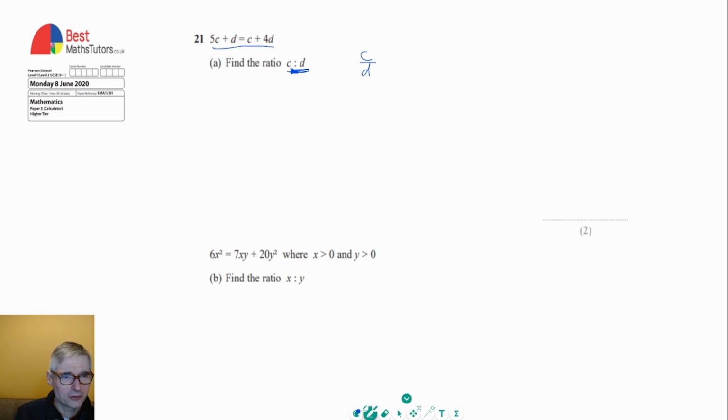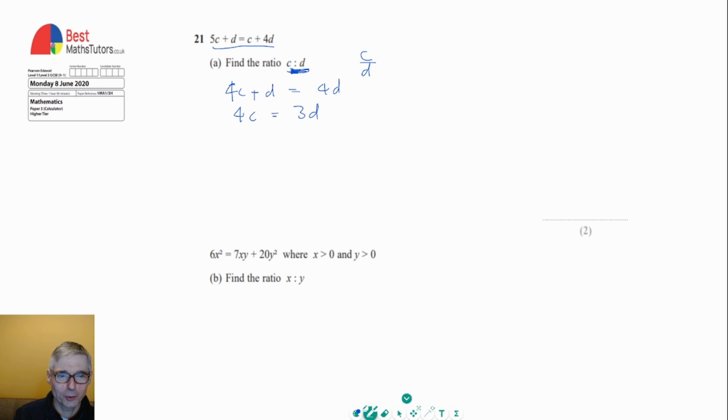So what I'm going to do is just collect up terms first of all. I'm going to get the c's on the left, and the d's on the right. So I can see that I could take away c from both sides. So I'd end up with 4c plus d equals 4d. Then I can take away the d from both sides, and I'll end up with 4c equals 3d.